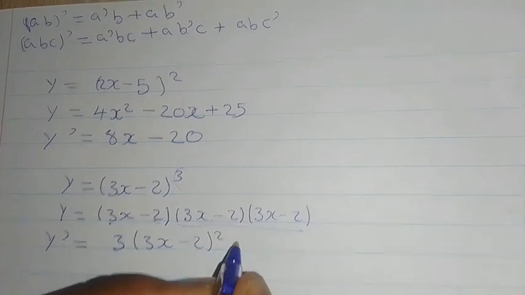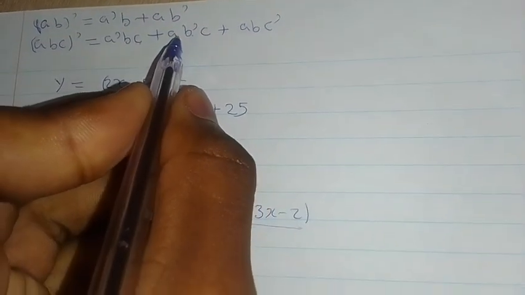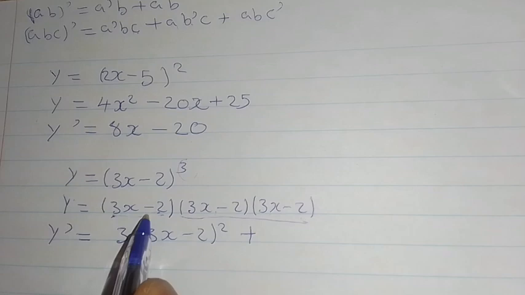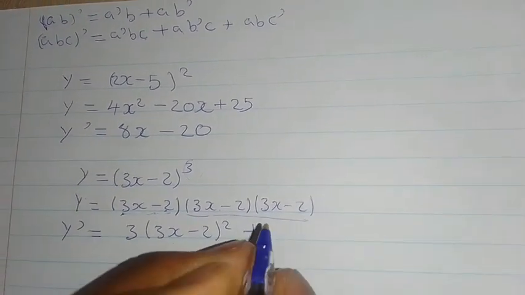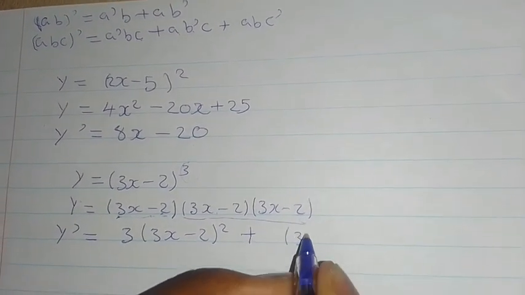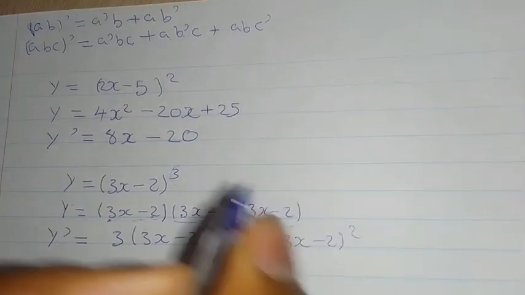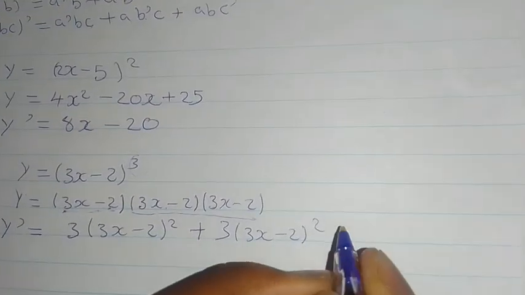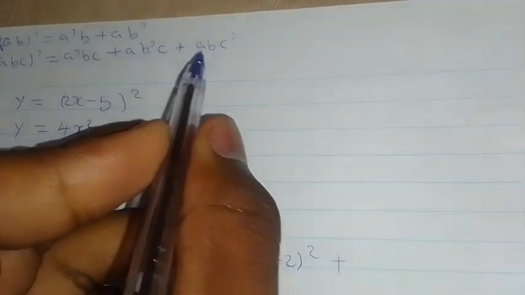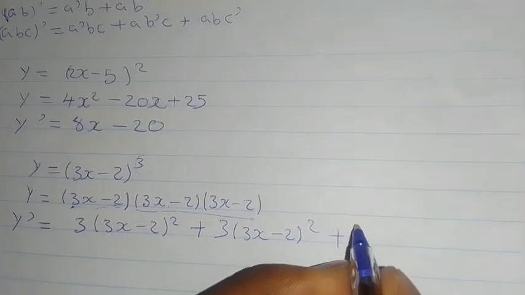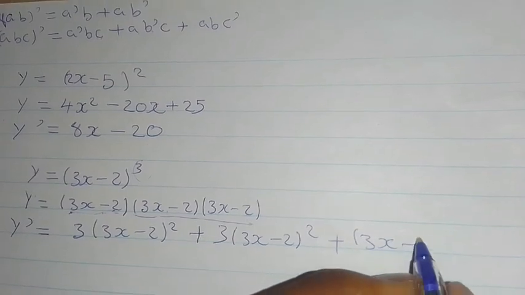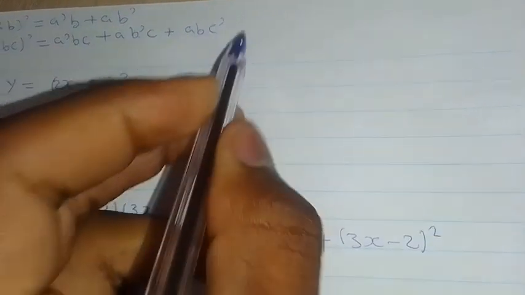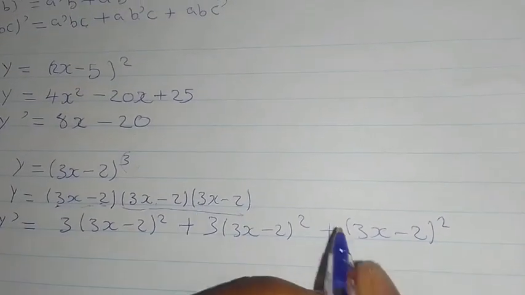Plus, you keep the first function the same, but notice that this first function and the last function are basically the same thing. So you're just going to have (3x minus 2) squared again, and then you derive the middle function. It's the same as the others, so you just have 3. You keep repeating the same process, and then you multiply the first 2 functions, which are identical. Then you just have (3x minus 2) squared, and you multiply that with the derivative of the last function, which is just 3 in this case.